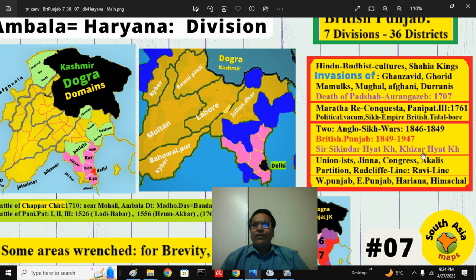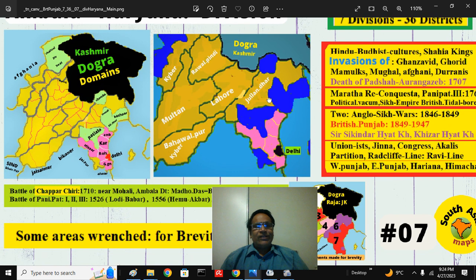Finally, his government collapsed, and the Unionists genuflected for Jinnah, and all the fence sitters finally joined Jinnah, seeing that Congress is going to give in to the partition demand. Partition, the Radcliffe line, the Ravi line, that is the Rob's line essentially. The Ravi line, then we have Paschim Punjab, Purbi Punjab, Haryanvi Punjab, Himachali Punjab. Those are the things.